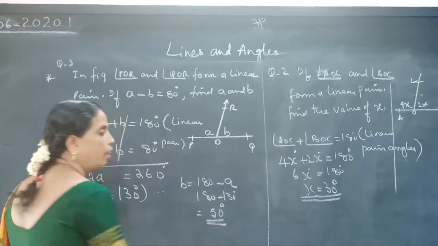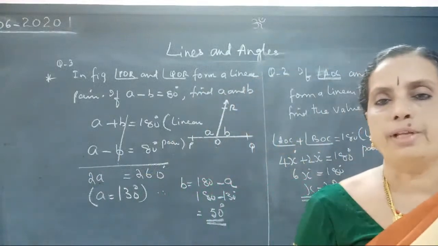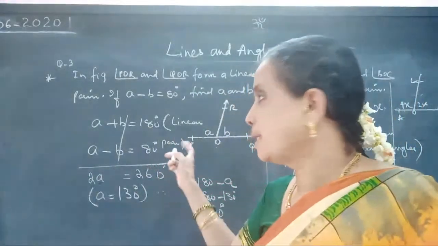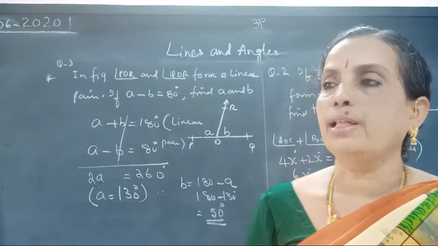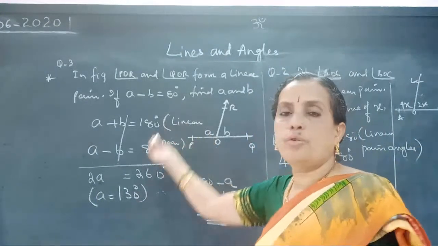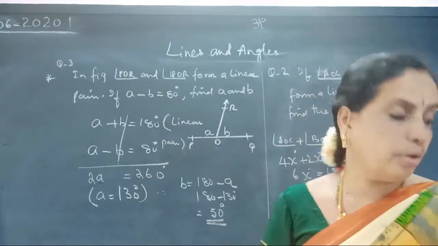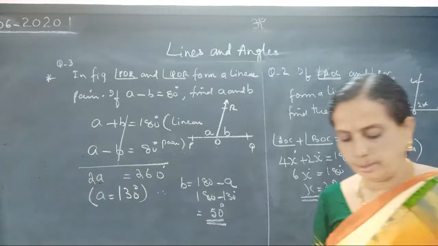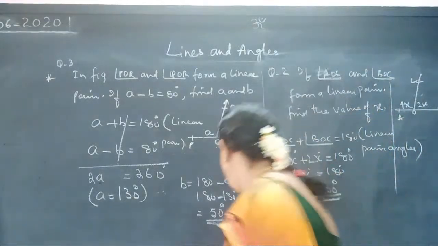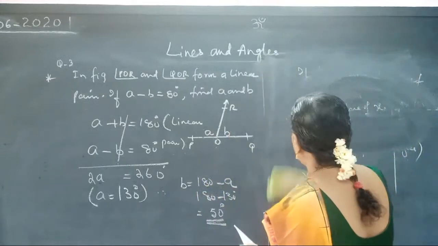This is how we can find out the unknown values. One with the relation, the sum of the two angles form 180 degree. Another with the relation given in the question itself. Is it clear? Very good. Next question. In figure, question number 4.